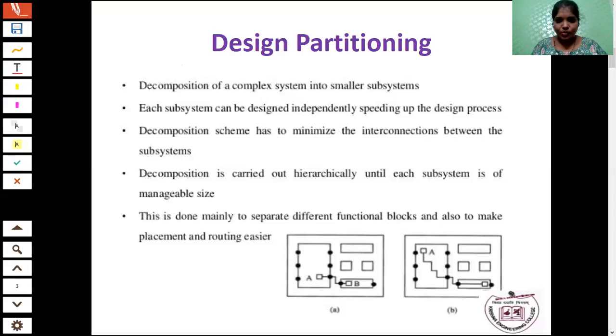So design partitioning means we divide a complex system into smaller subsystems. It will speed up the design process, as each subsystem is designed independently and simultaneously. It also minimizes the interconnections between the smaller subsystems. Another advantage is that once you perform partitioning, that is, dividing the complex system into smaller subsystems, it will make the placement and routing much easier during the geometrical design.